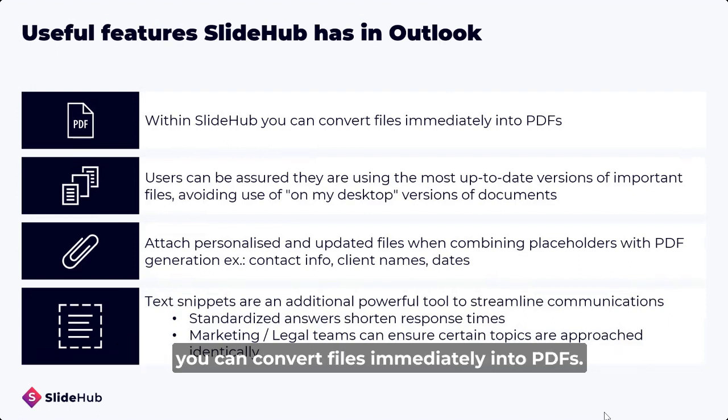Within SlideHub, you can convert files immediately into PDFs. Users can be assured they are using the most up-to-date versions of important files, avoiding the use of on my desktop versions of documents. Attach personalized and updated files when combining placeholders with PDF generation, for example, contact info, client names, dates.